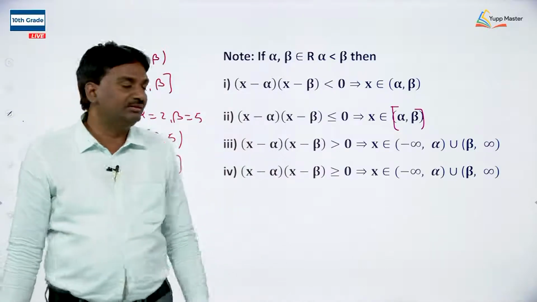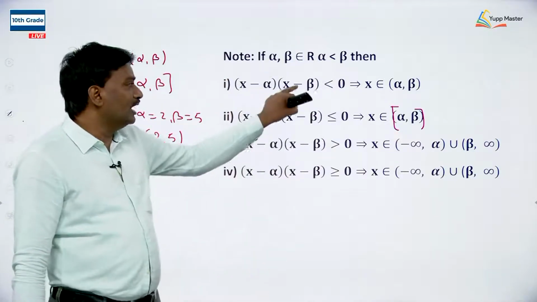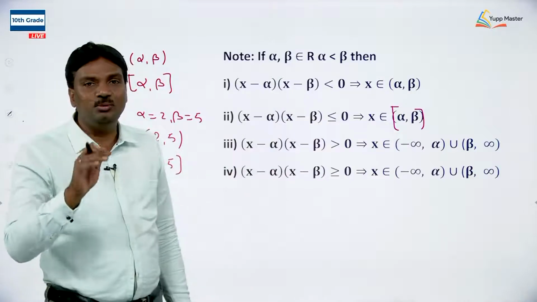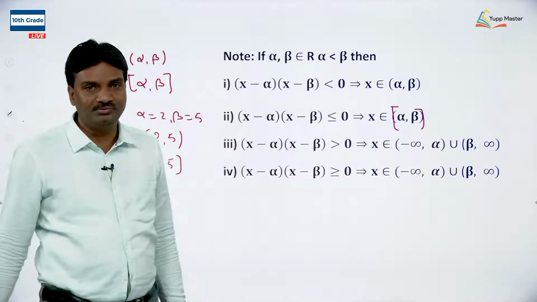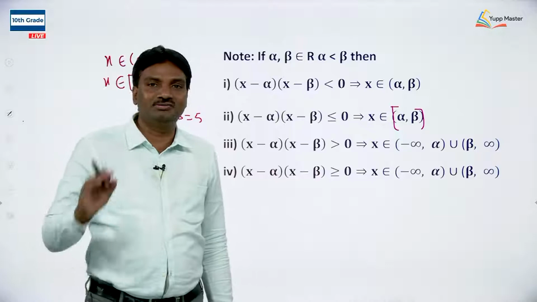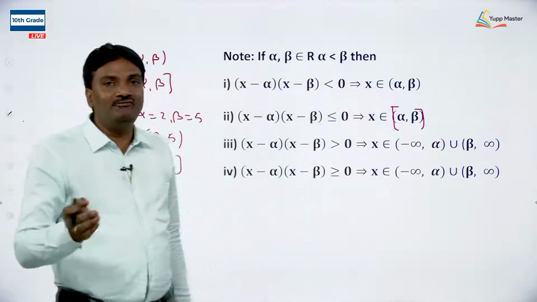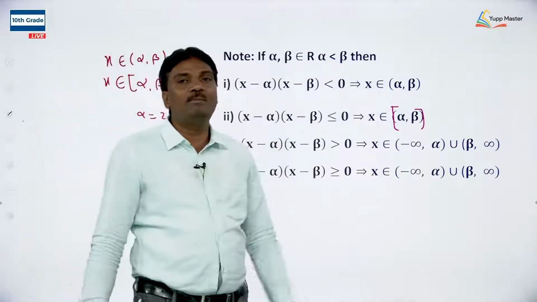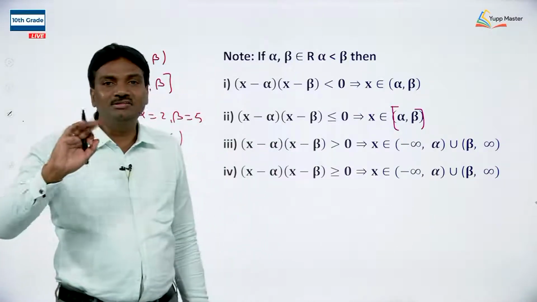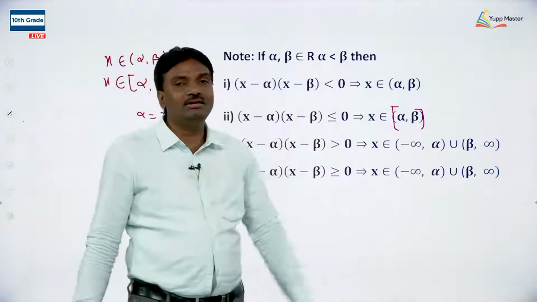So, suppose alpha and beta are two real numbers such that alpha is less than beta. If (x minus alpha)(x minus beta) is less than 0, that means it is clearly negative. In this case we can take the values of x between alpha comma beta only. Don't consider alpha and beta. Here we are taking the bracket like this.